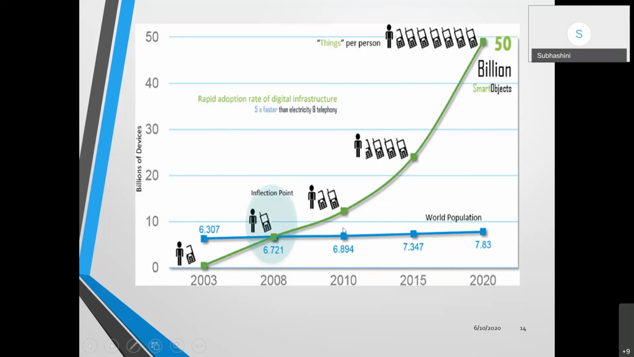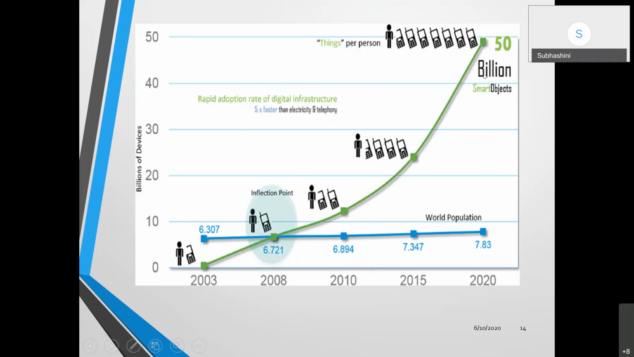So you can see that from 2010, the things count exceeded the number of people. And you can see that by around 2020, as per Cisco's prediction, for one person you will have at the most 7 to 8 devices. That means things are more connected over the internet than the number of people.